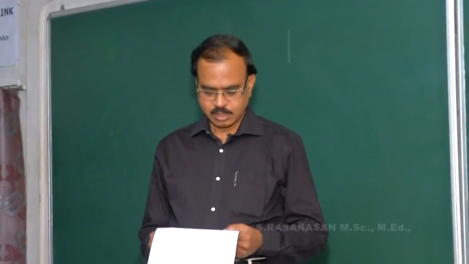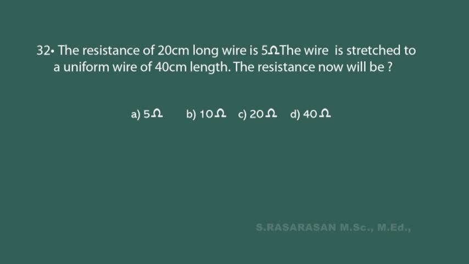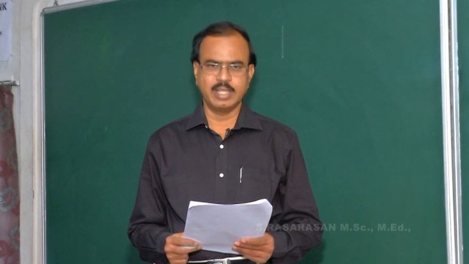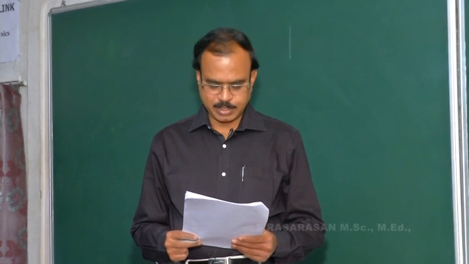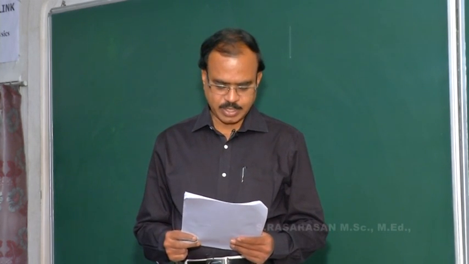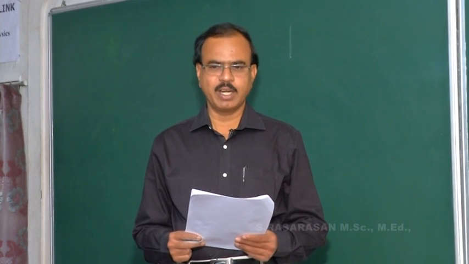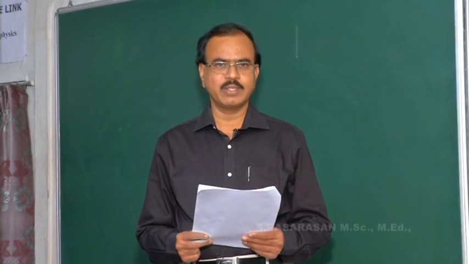Question 32. The resistance of a 20 centimeter long wire is 5 ohm. The wire is stretched to a uniform wire of 40 centimeter length. The resistance now will be dash. Let me repeat the sum. The resistance of a 20 centimeter long wire is 5 ohm. The wire is stretched to a uniform wire of 40 centimeter length. The resistance now will be?